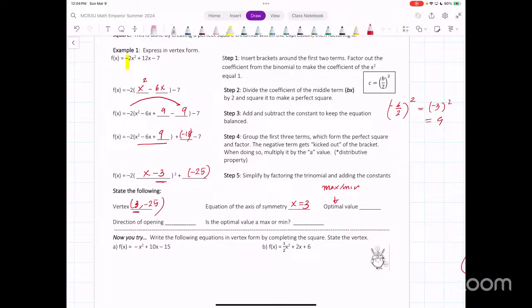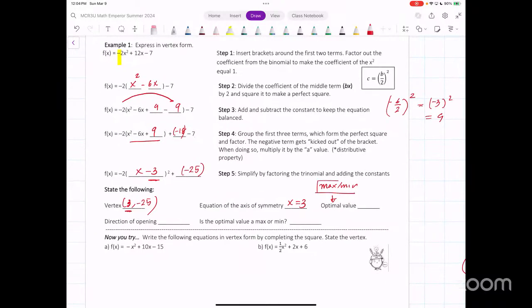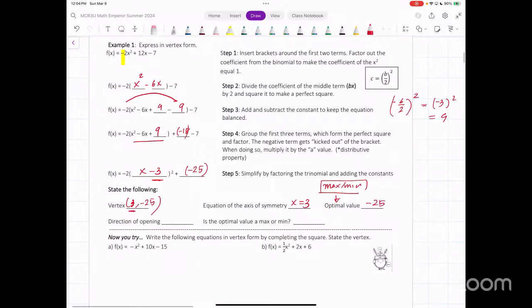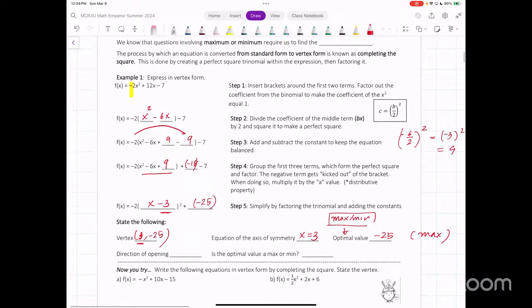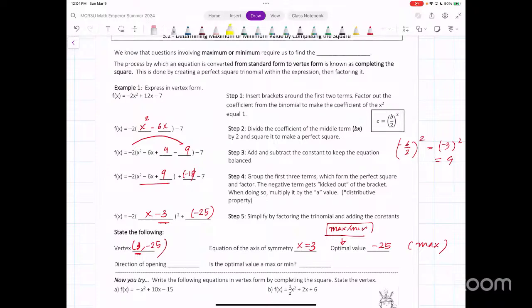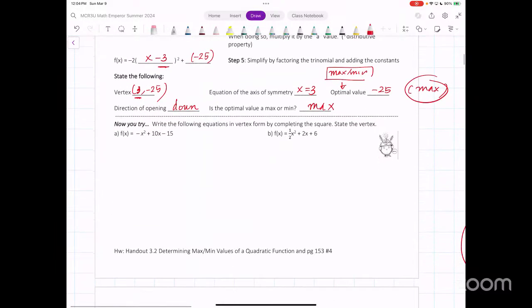Okay, let's move on. The max, write it down: maximum minimum value, until I print it. Maximum minimum value is going to be here, -25. We're just going to say it's the max value. Direction of opening. What is the direction of opening, sir, for this function? Open downward, that's right. So because of the negative. And its optimal value, max or min? We already mentioned it's going to be max. So can you guys do the next question? Now you try.